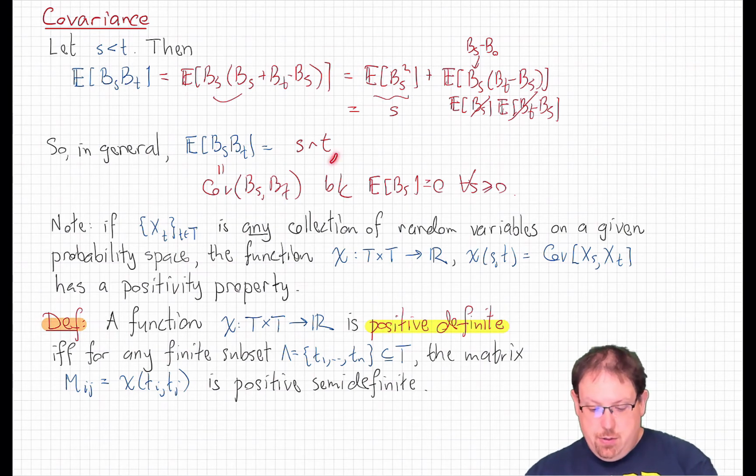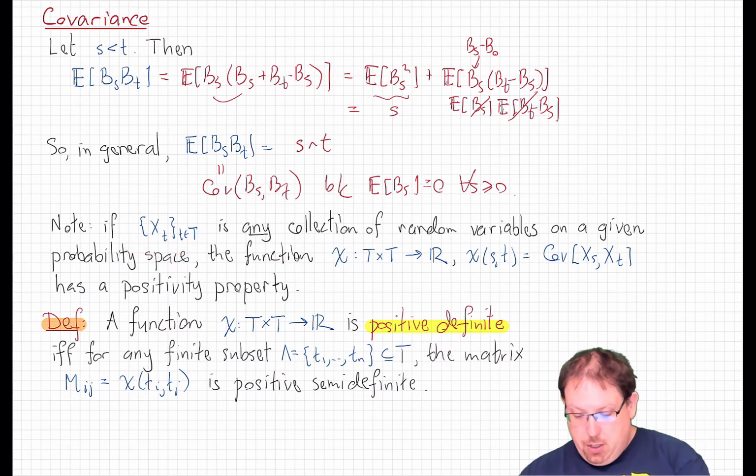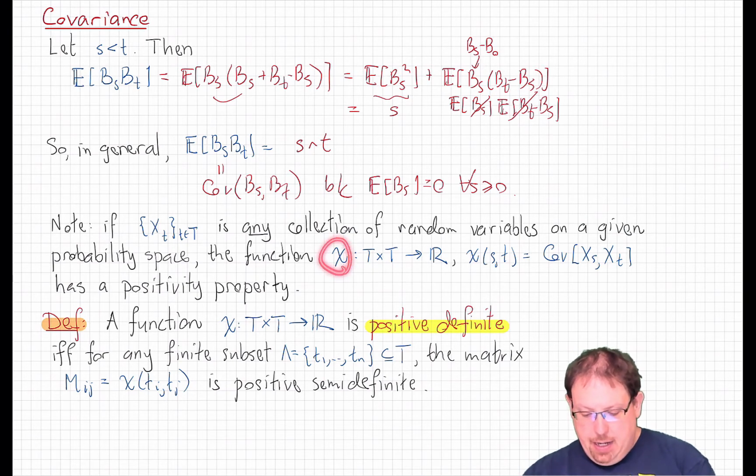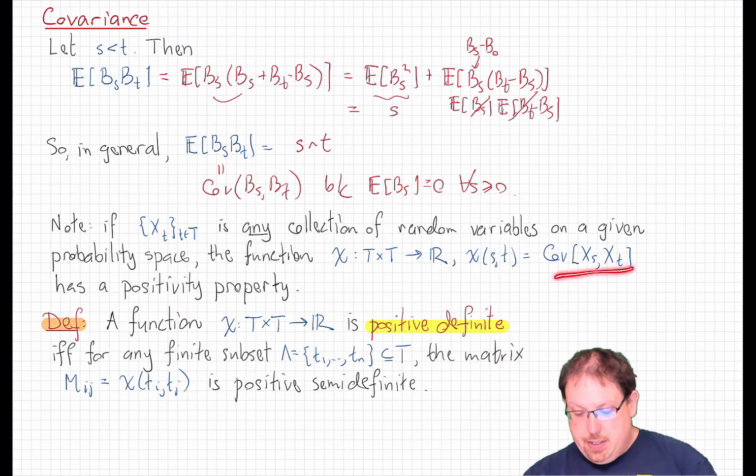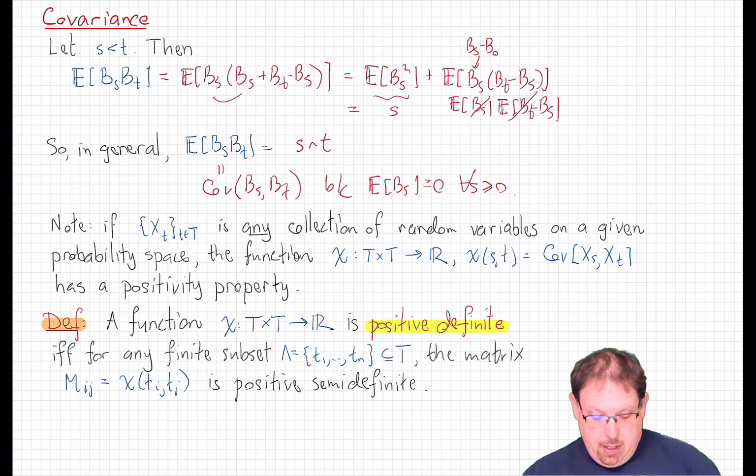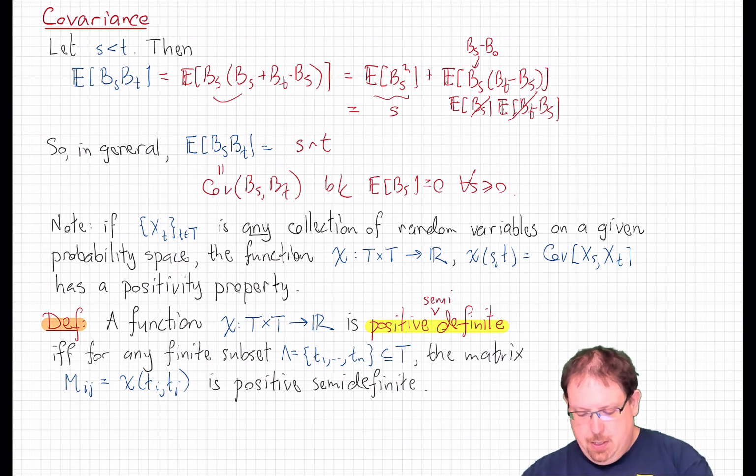Now this function of two time variables, s and t, has some nice positivity properties because it's a covariance. In general, if we have any collection of random variables on the same probability space, and we look at their covariance function, this function chi, which takes two time variables and spits out a real number given by the covariance of the process at the two times, that is going to be a positive definite function. Though we should probably use the term positive semi-definite, for a reason that'll be clear in a moment.